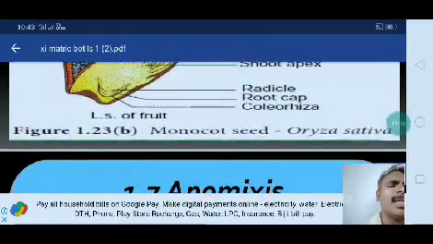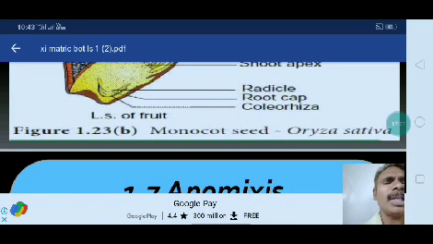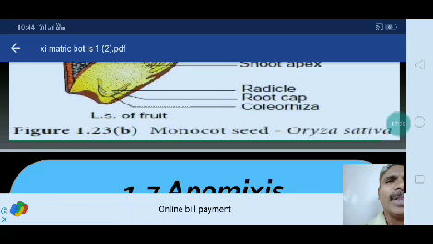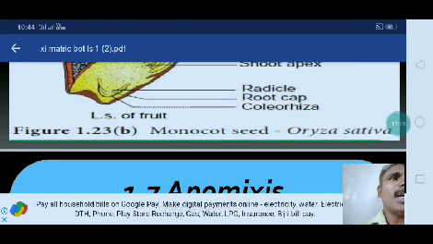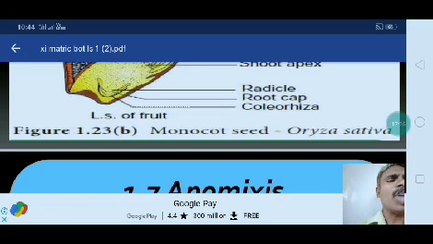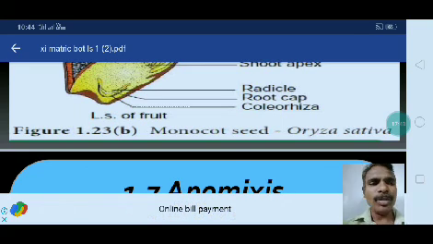In the next class we will see apomixis. In today's class we covered the post-fertilization changes, the types of endosperm, what endosperm is and its functions, and the development of the embryo in dicot seeds and monocot seeds. You can study the dicot seeds and the monocot seeds, paddy and caryopsis. Okay, thank you one and all. Thank you.